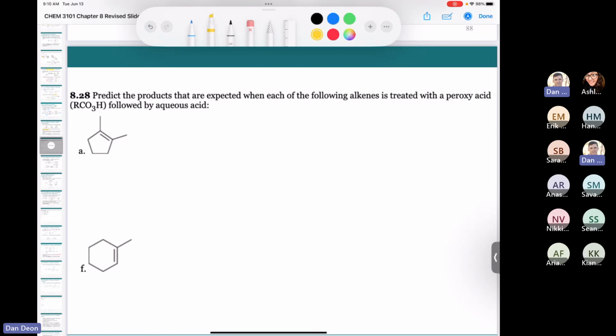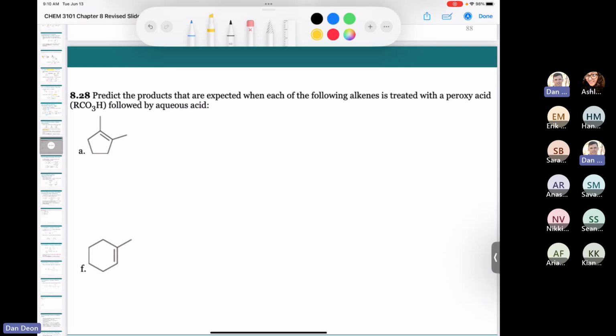So with that in mind, it says here, predict the products that are expected. Each of the following alkenes is treated with a peroxy acid followed by aqueous acid. And so this is going to be the anti-addition, formation of a dihydroxyl compound or a glycol.